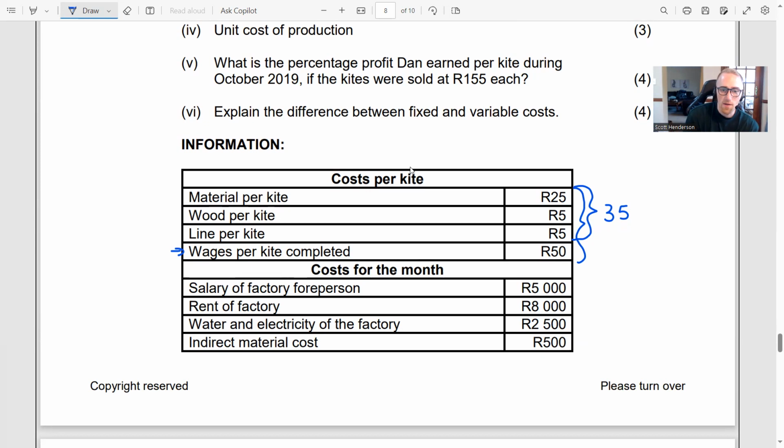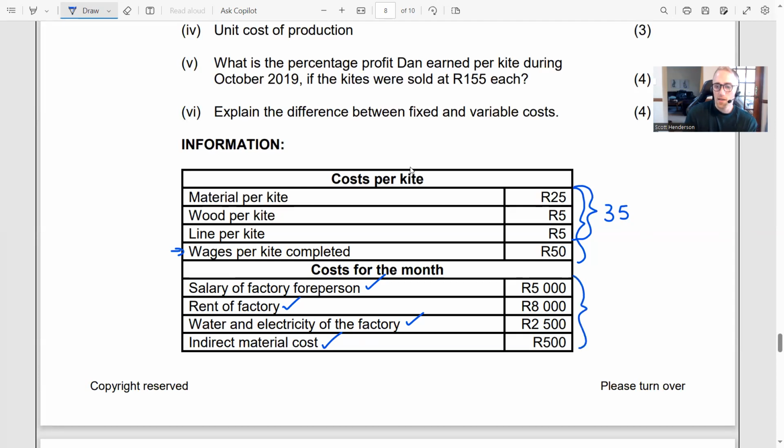So here we have salary of the factory foreperson. That is not a direct cost. It is indirect, so it's part of factory overheads. Rent, it is fixed, a fixed cost. It is not variable, so it is part of factory overheads. Water and electricity, it's not quite fixed, but it's certainly not variable. It does not change directly with the number of units produced, so it is a factory overhead cost. And indirect material cost also does not change directly with number of units produced. So it is a factory overhead cost. So these are our four factory overhead costs.